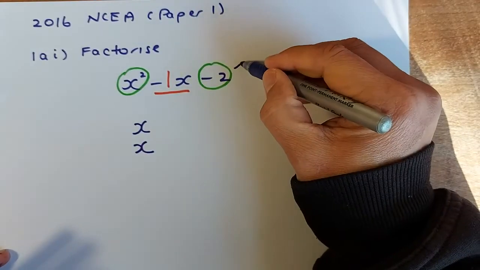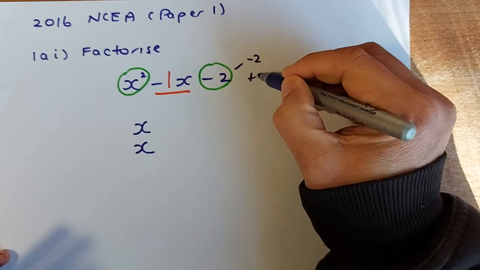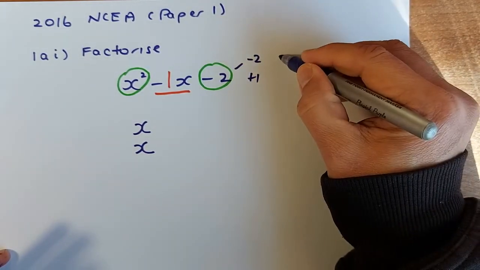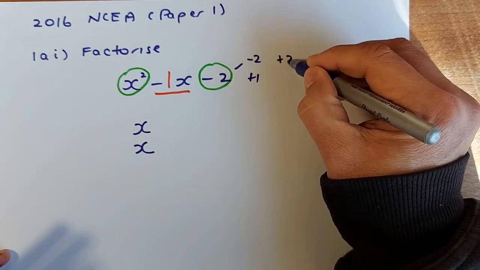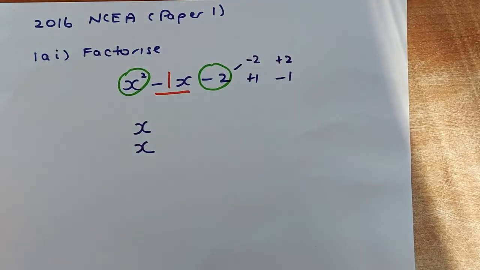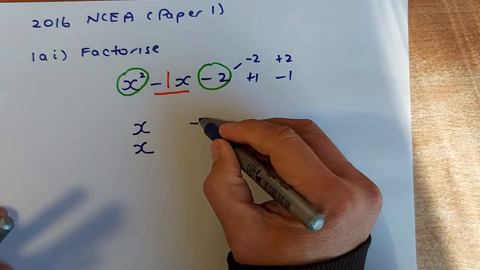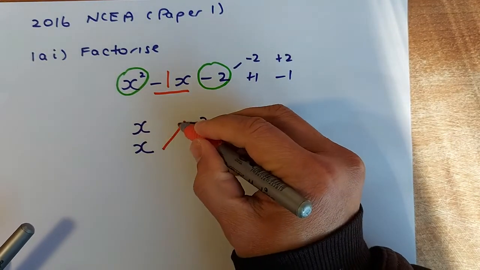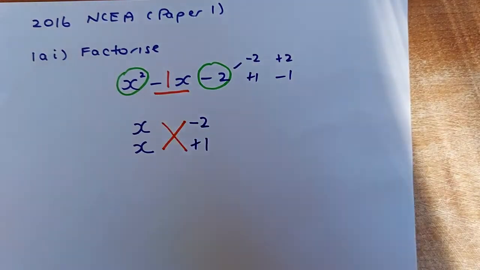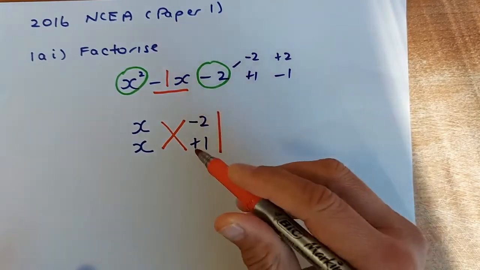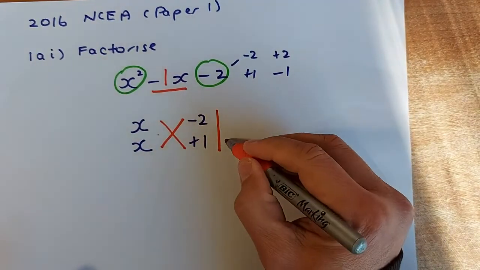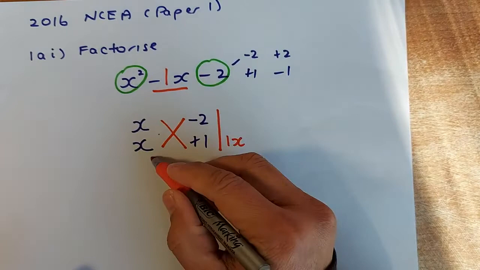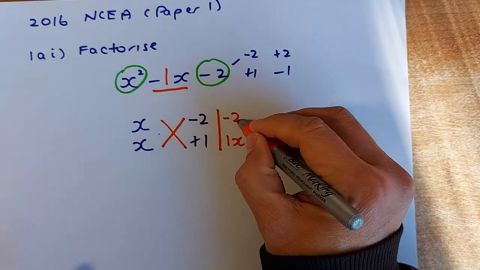Next step, you are going to find all the factors that multiply to give you -2. It can be 2 possibilities, -2 and +1, or it could be +2 and -1. So we're going to try and error. We're going to try the first one, we're going to put -2 and +1. Now the next step, if you remember, we are going to cross multiply. When we cross multiply, we're going to get the answer. So x multiplied by 1 is going to be 1x. X multiplied by -2 is going to be -2x.